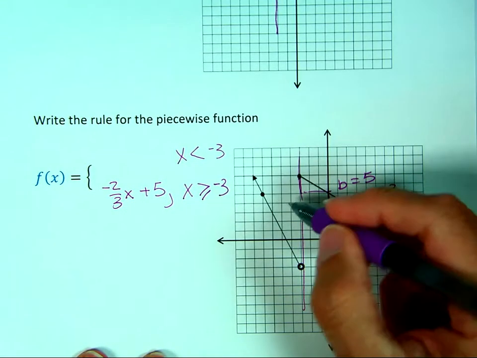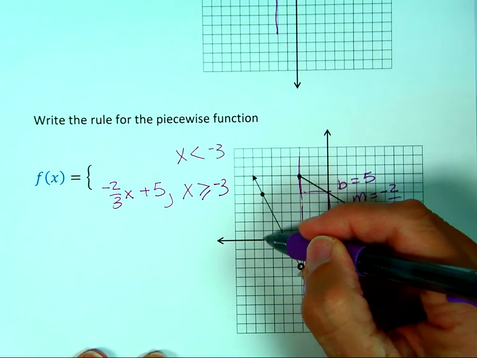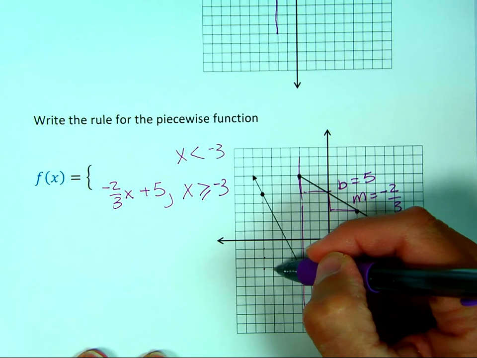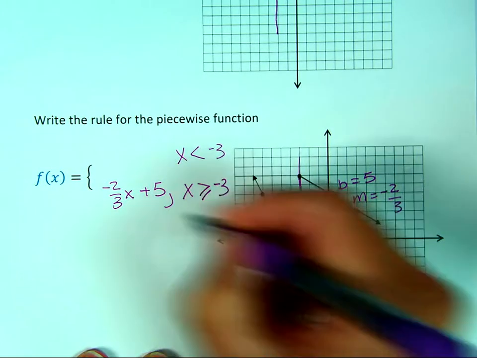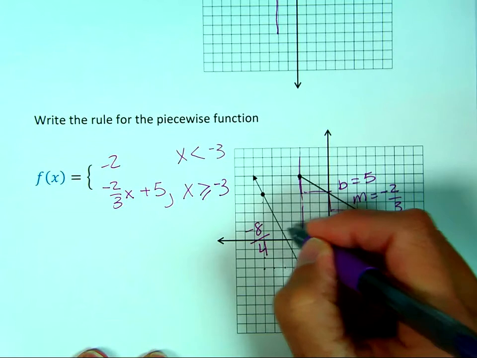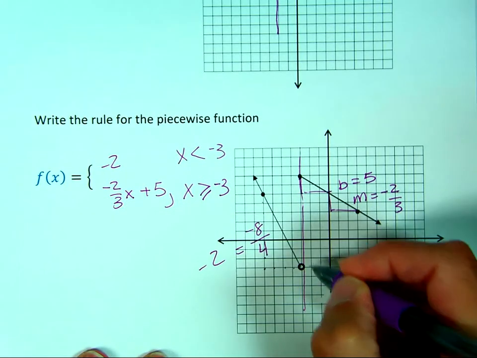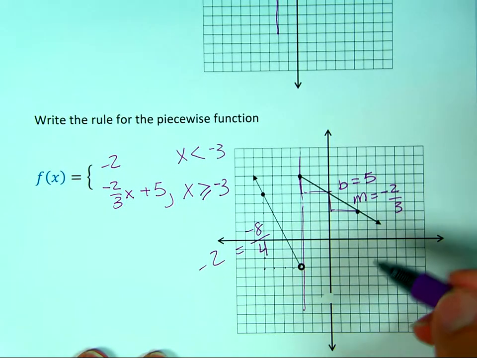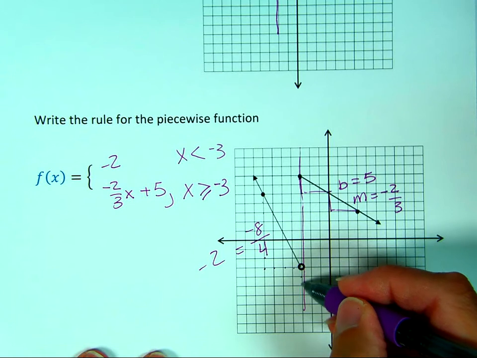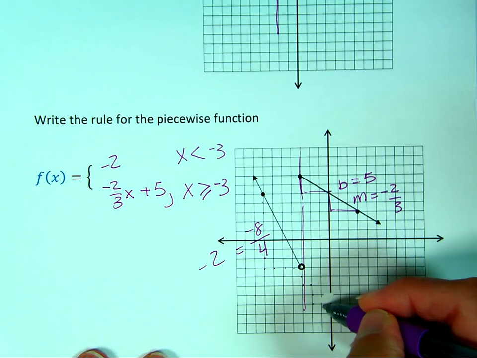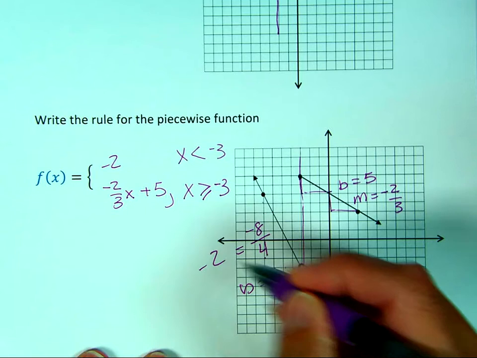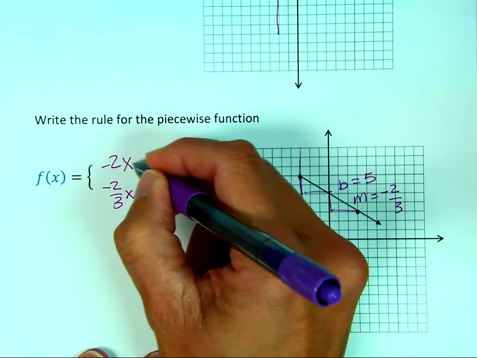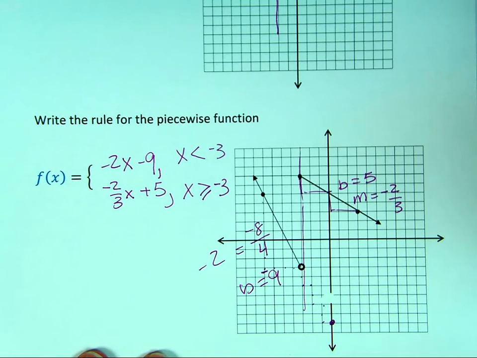So let's find the slope first. 1, 2, 3, 4, 5, 6, 7, 8. 1, 2, 3, 4. Looks like it's down 8, right 4. That would be a negative 2. So our slope is negative 2. And then if our slope is negative 2, we can find the y-intercept by just keeping on counting. Down 2 over 1, down 2 over 1, down 2 over 1. It looks like it's negative 9. So I'm going to say that's negative 2x minus 9 is our rule for the left side of negative 3.